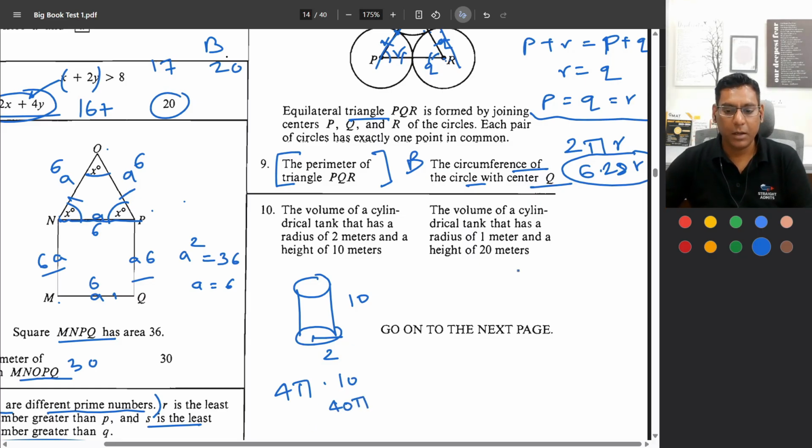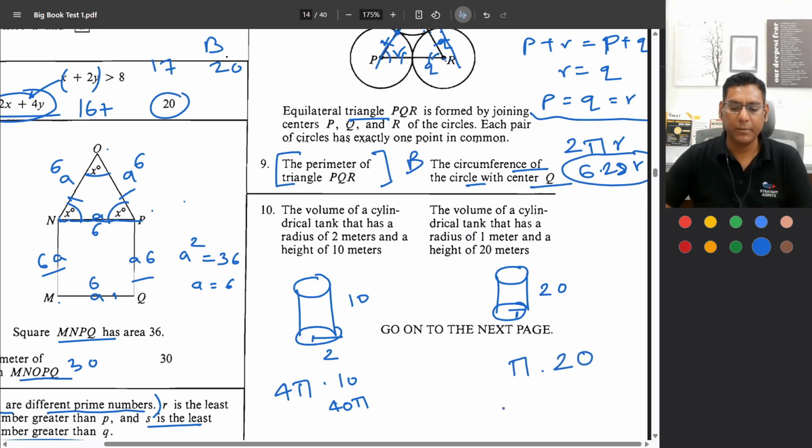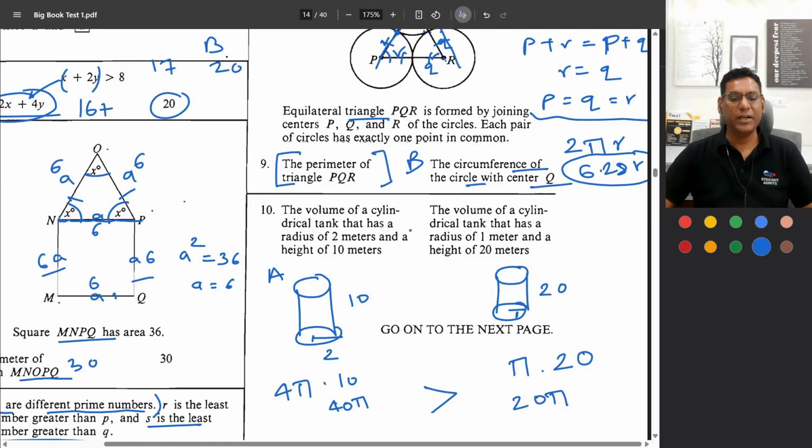Okay, what do I have here? The volume of a cylindrical tank that has a radius of 1 meter. Okay, so here the radius is 1 and the height is 20. Again same thing, pi r squared, that's going to be only pi, right? But the height is going to be 20, correct? So this is going to be 20 pi. Obviously column A is bigger.